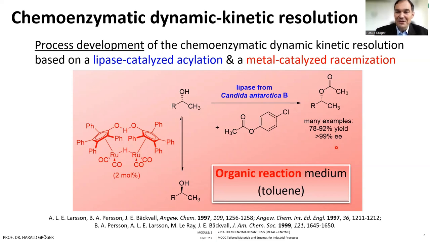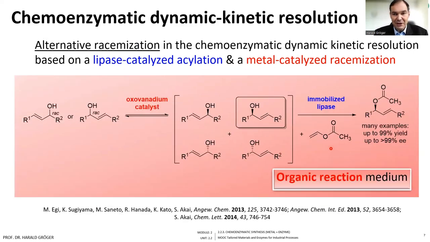Another concept which has been pioneered by the Akai group then focused on the idea to use other metals and other racemization concepts, as well as other types of alcohols. And the Akai group applied an oxovanadium catalyst for an efficient racemization. And in combination with the lipase, again, for the isolation, it was possible to get access to the corresponding product with up to 99% yield and with up to more than 99% ee.